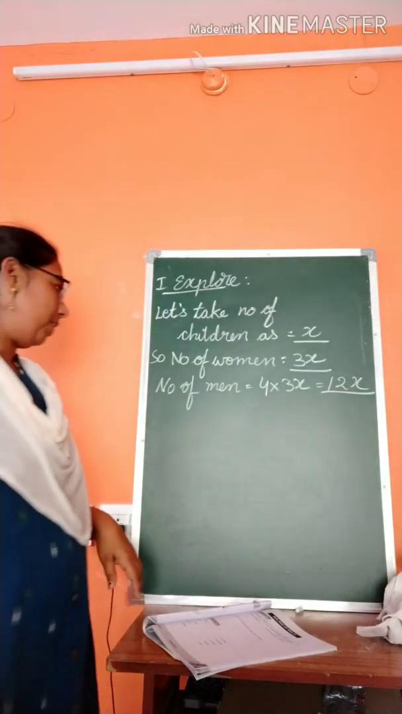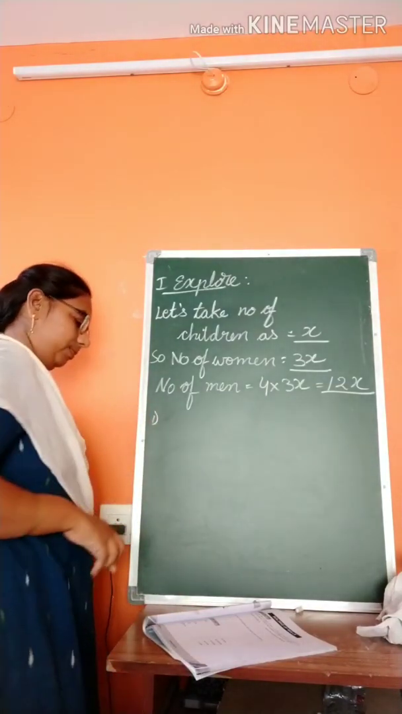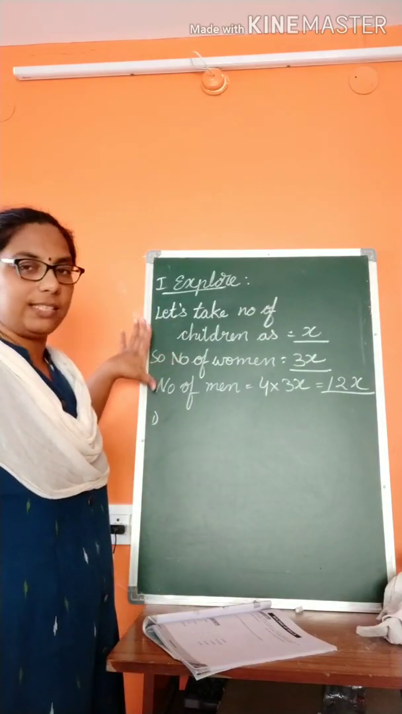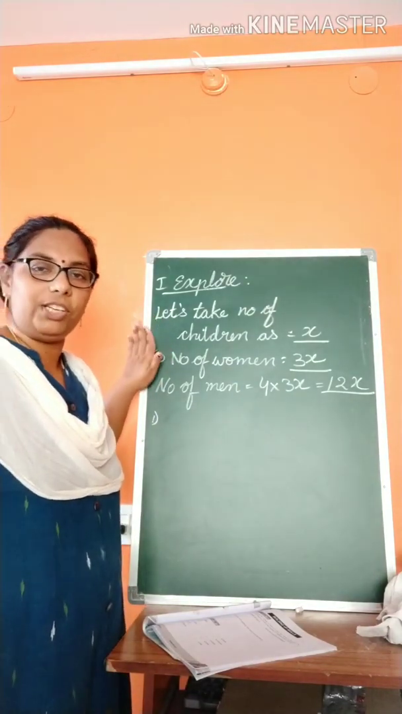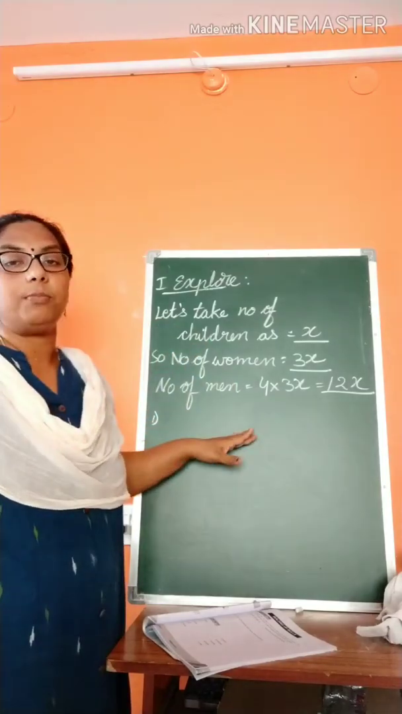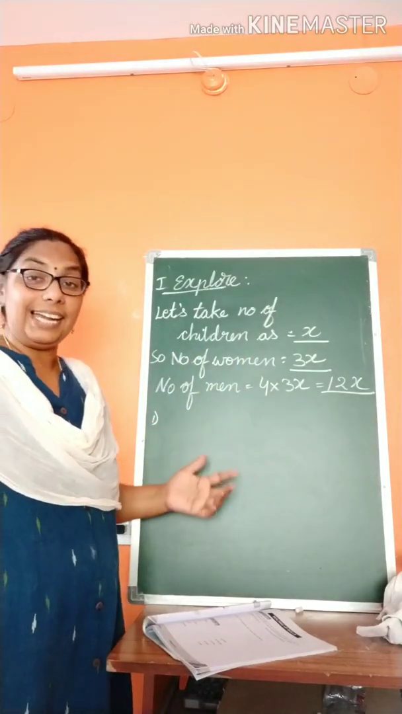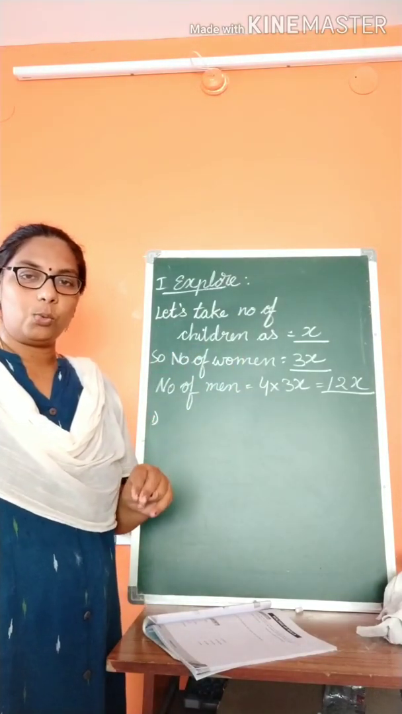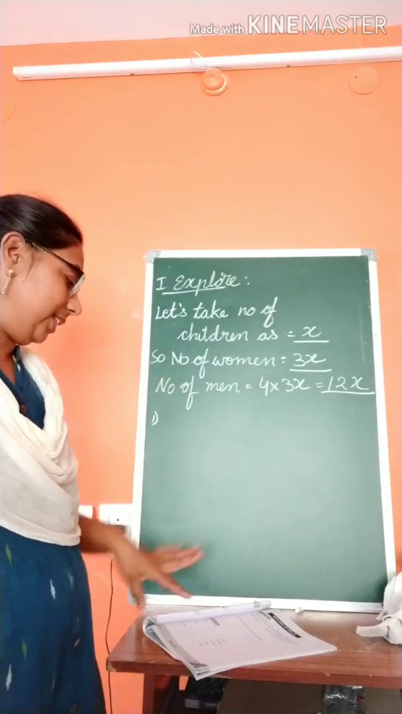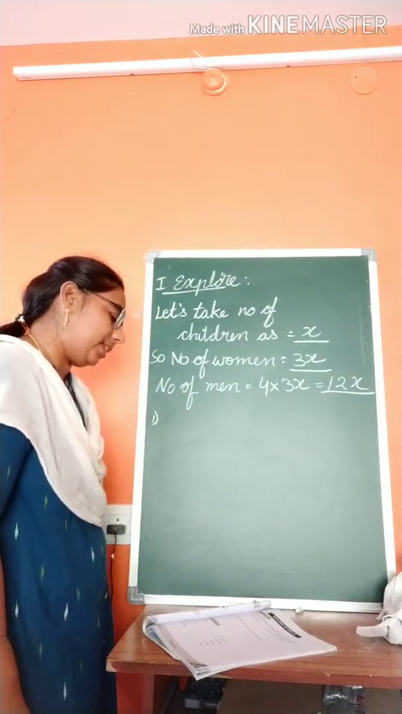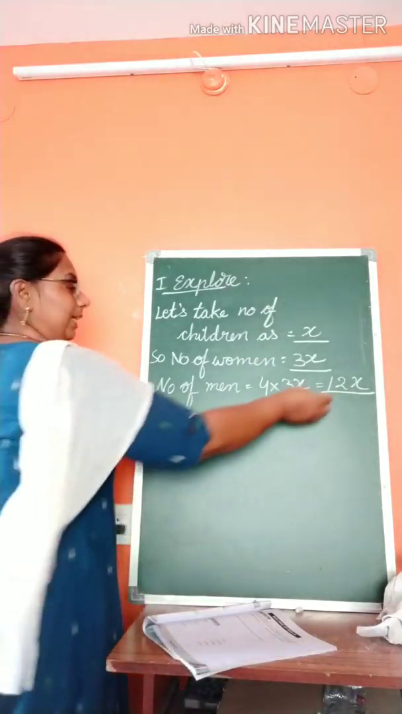Okay children? Now, solve the questions below. These are the statements we are simplifying. Still now we didn't do the sum. Here we have just simplified the statements they gave. And below you have 2 questions. The first one: the number of men is dash times the number of children. How many times the number of children?